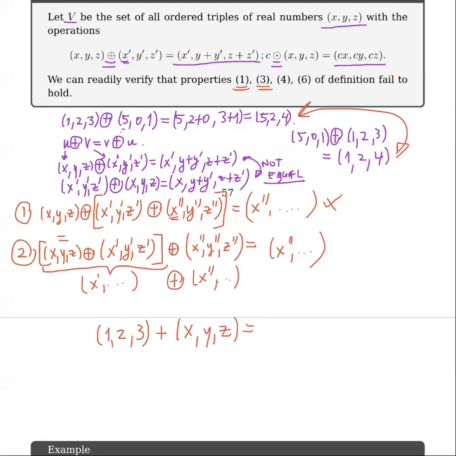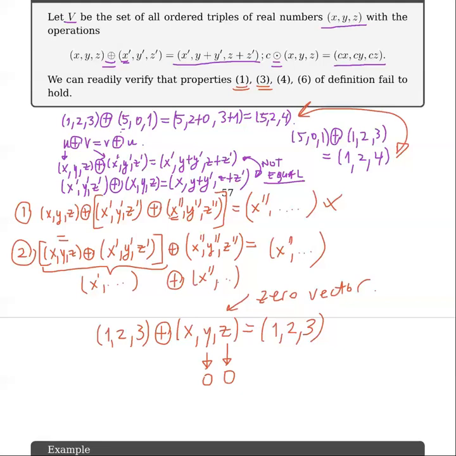Such that this ⊕ is really (1, 2, 3). Okay, so this is the zero vector. I want this to be the zero vector. Now, what is x, y? What should x, y, z be? So it's obvious that y should be 0, and z also has to be 0, right?